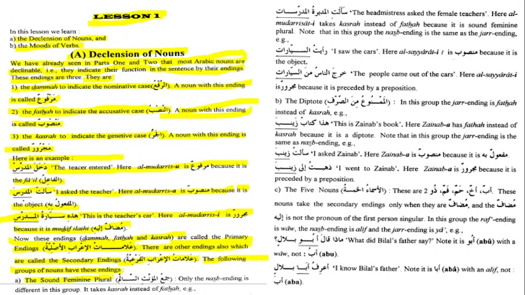So number one of the nouns that use alamatu far' is the sound feminine plural, that's the jam'u muannas salim. Only the nasb ending is different in this group. It takes a kasra instead of a fatha. So when it is mansub, it takes a kasra. Like muslimatun, it will become muslimatin, and then it will become also muslimatin. It doesn't have muslimatan.